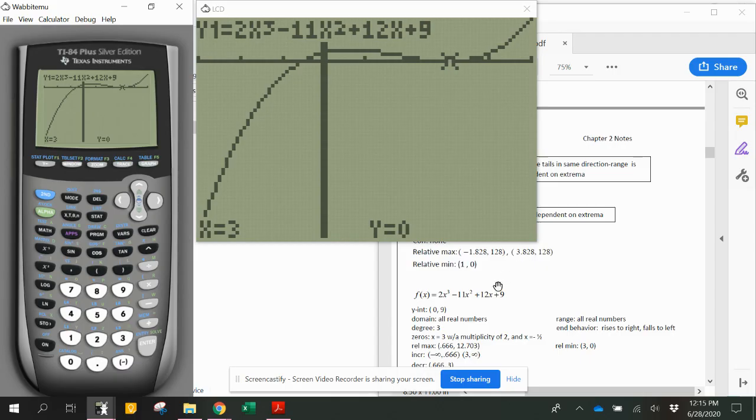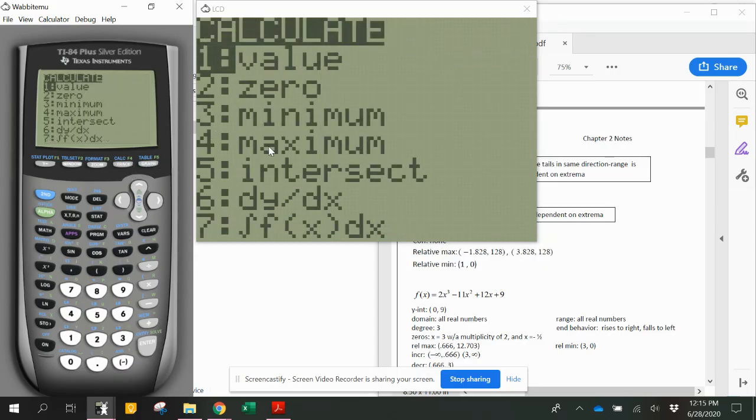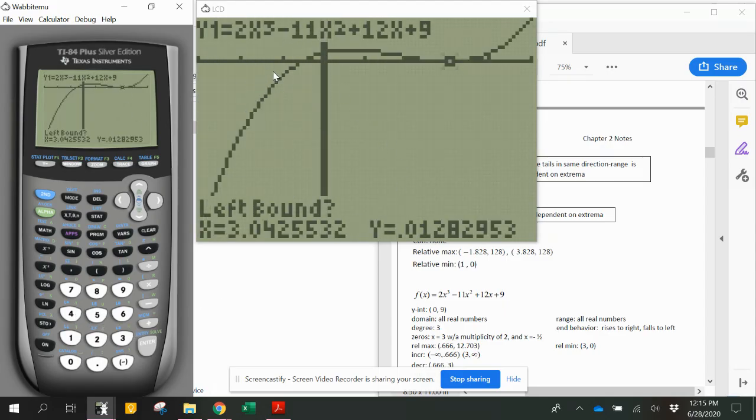Okay, last thing, relative min or max. Second, calculate, that's where it all is. Let's do a maximum first. So number 4, you can scroll down and press enter, or you can literally just press 4. That's why they're numbered. Maximum is top of a hill. See this little hill right here? That's what I'm looking for, the peak of it.